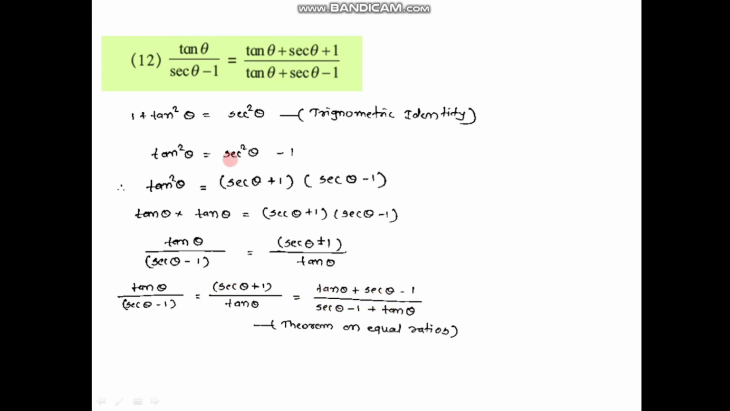So if we rearrange these terms, we get the first term tan theta divided by sec theta minus 1, that is equal to tan theta plus sec theta minus 1 divided by tan theta plus sec theta minus 1. So we have skipped here the second term, as we have proved only that the first term is equal to the third term. So here tan theta divided by sec theta minus 1 is equal to tan theta plus sec theta minus 1 divided by tan theta plus sec theta minus 1. So this is the left hand side and the right hand side of the given equation that we wanted to prove.